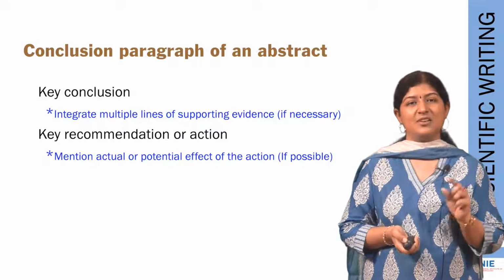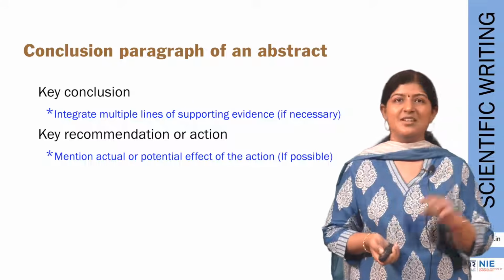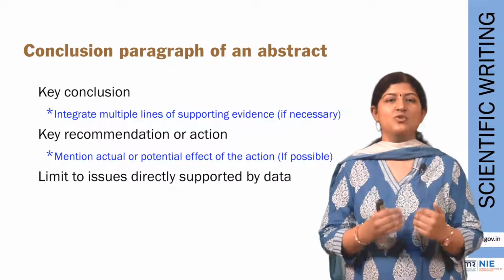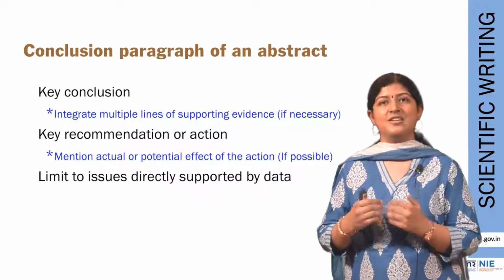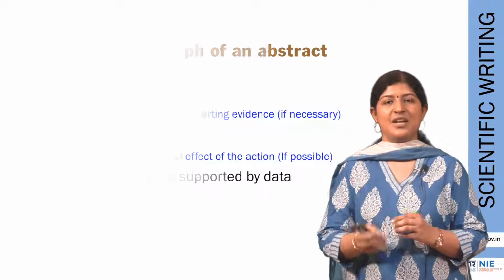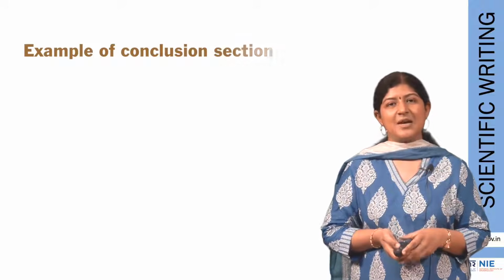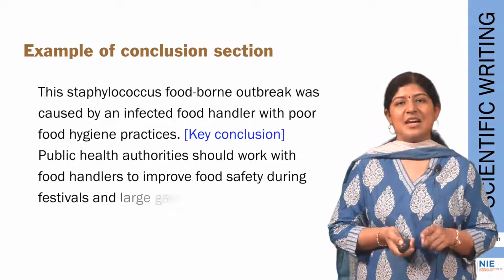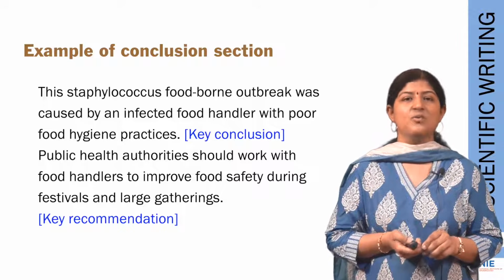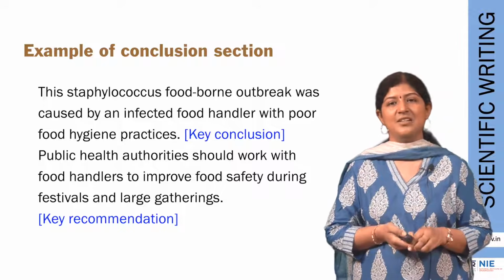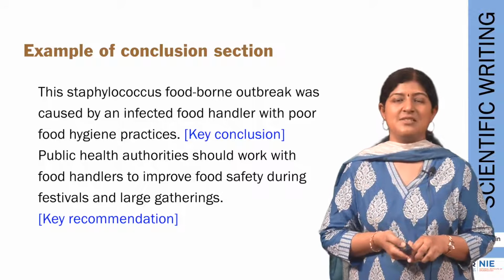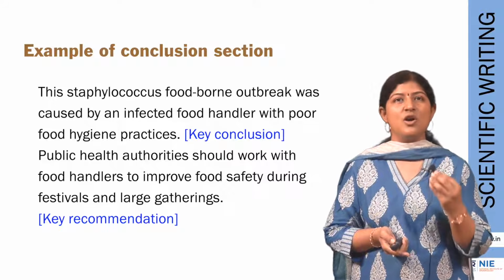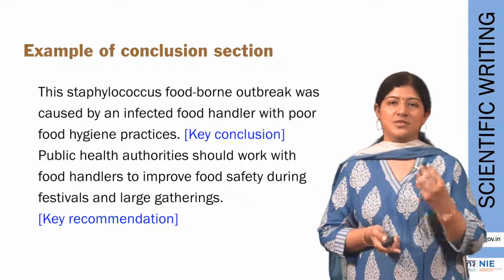So, never ever give a generic conclusion or a generic recommendation in your abstract. So, limit the conclusion and recommendation directly to whatever evidence that is supported by your data. A good example of a conclusion section for the outbreak investigation is like this. The Staphylococcus foodborne outbreak was caused by an infected food handler with poor food hygiene practices, which is the key conclusion that directly answers the research question of what is the source of the outbreak.